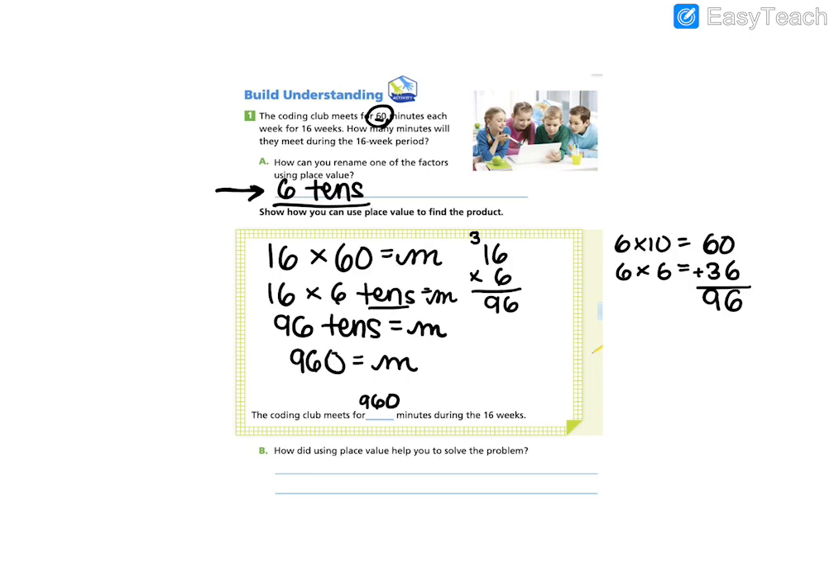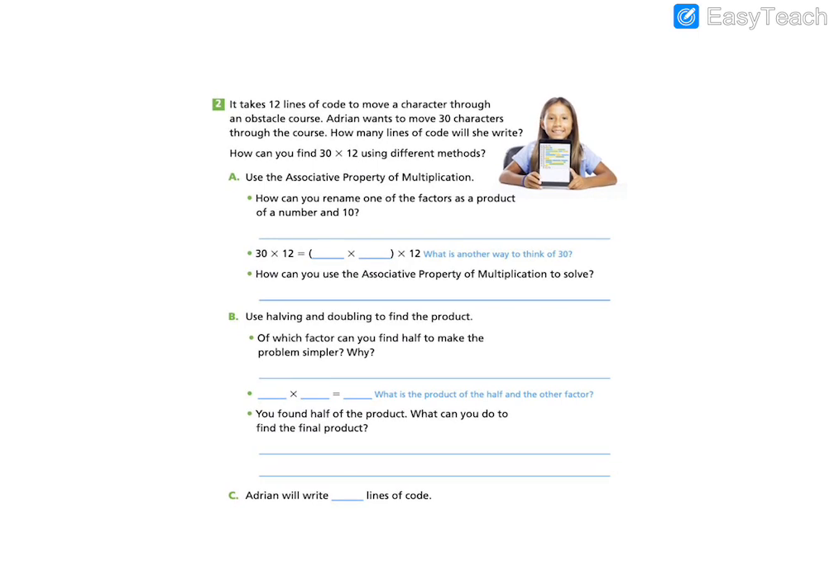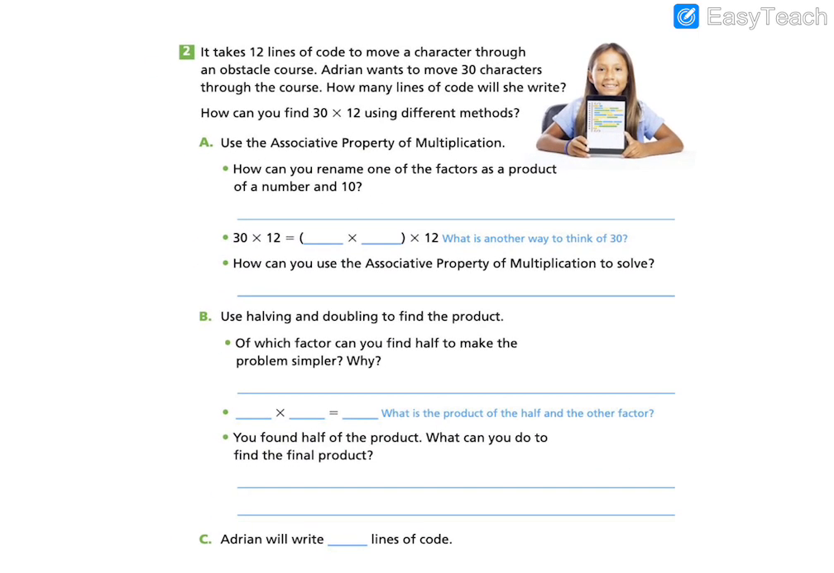All right, so let's go ahead and take a look at the next problem. Number 2. It takes 12 lines of code to move a character through an obstacle course. Okay, so we're talking about doing coding, so using technology to create something. So this is on like a game that they've made. So it takes 12 lines to move them through the obstacle course.